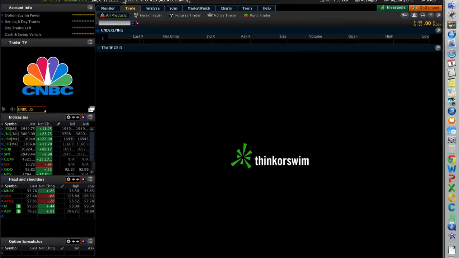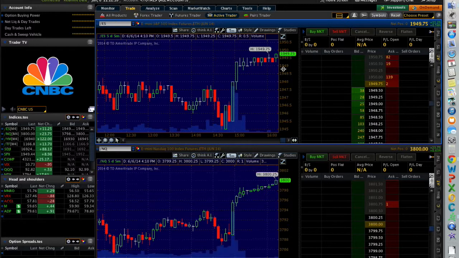So right here in this trade tab, this is where you could get your options chains, your forex, your futures, the active trader, which really is just, no, not your time of sales, but you have your table right here, along with the chart. I don't use this at all. This is really for if you have a lot of capital, you can just buy really quick, sell really quick.